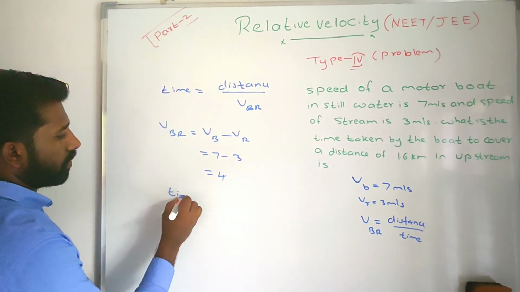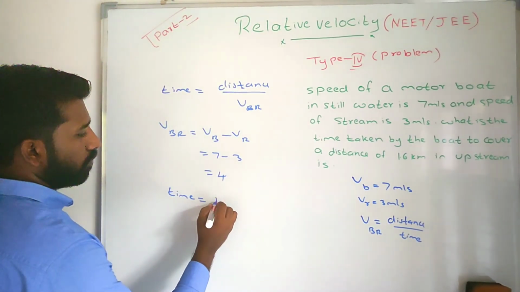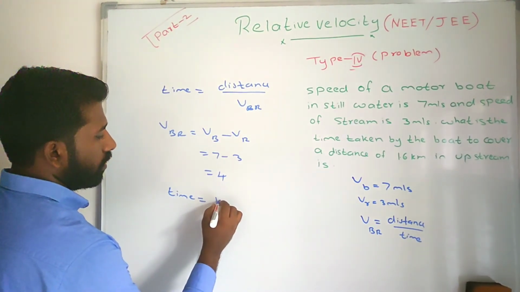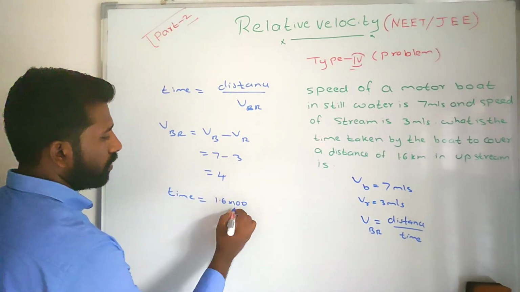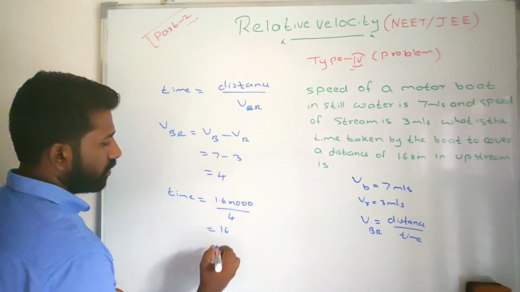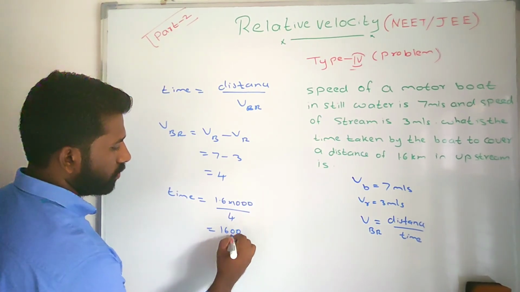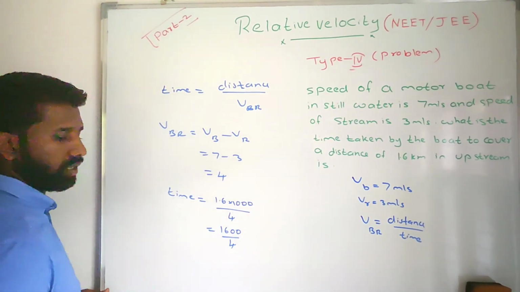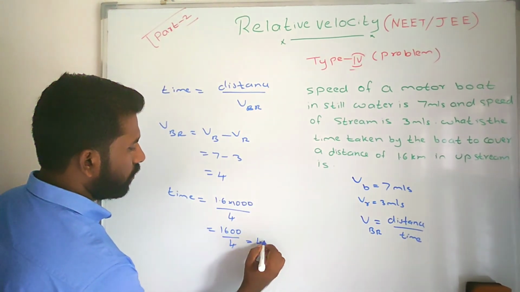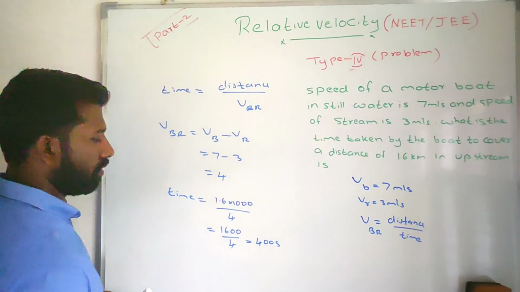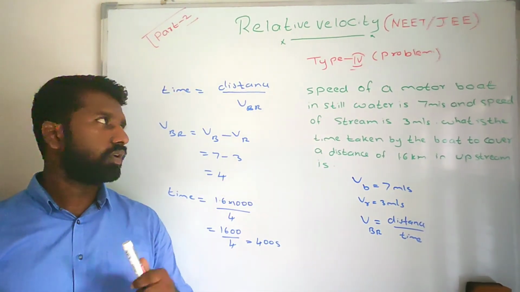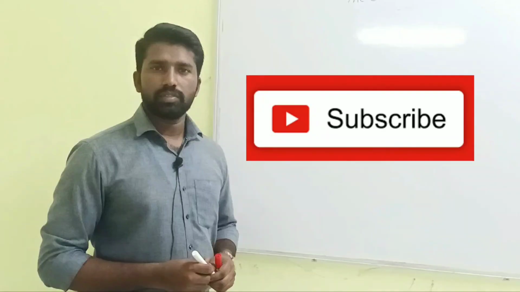So what about the time? Time is equal to distance, which is 1.6 kilometer. So you will get 1.6 into 1000, divided by 4. That is 1600 divided by 4. How much time will it be? Dividing 16 by 4 you get 4 here. So 400 seconds. Okay, time is 400 seconds. This is about type 4.